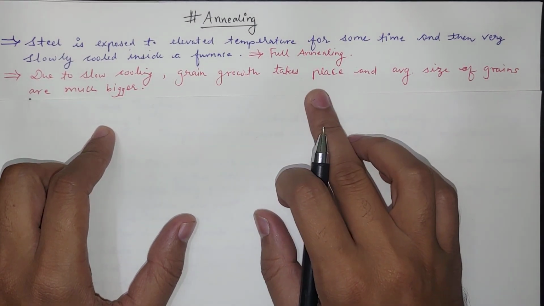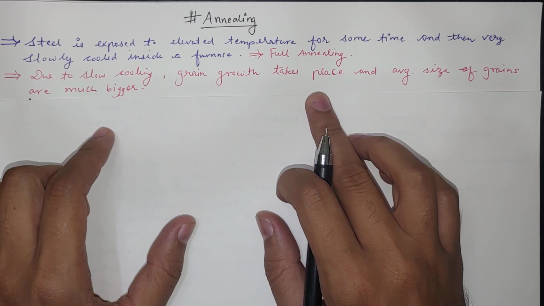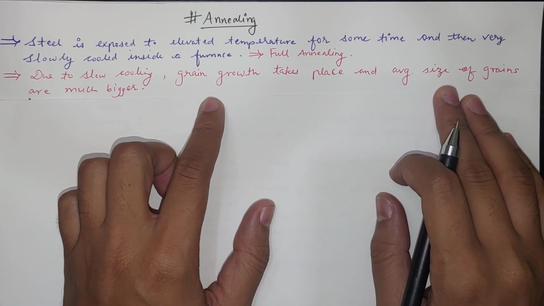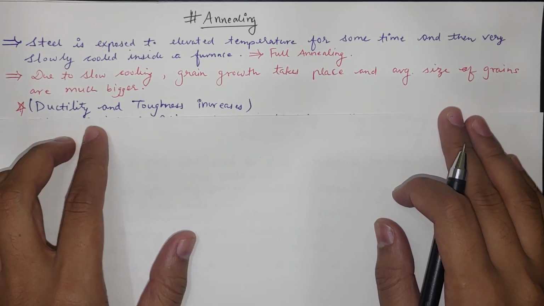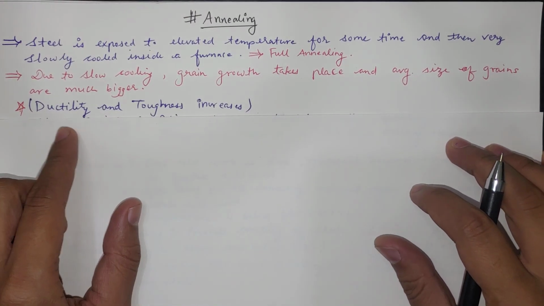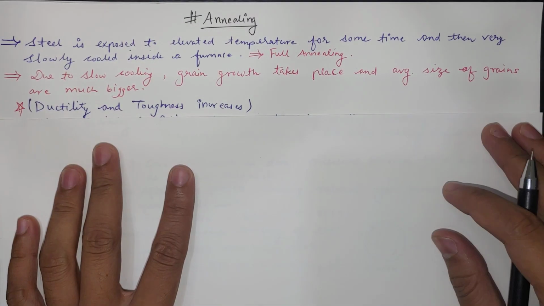space available inside the grain for dislocations to glide through or climb through. So the bigger the grain, the greater the increase in ductility and toughness. The main idea is to increase the ductility and toughness of the material. That's why we do annealing.